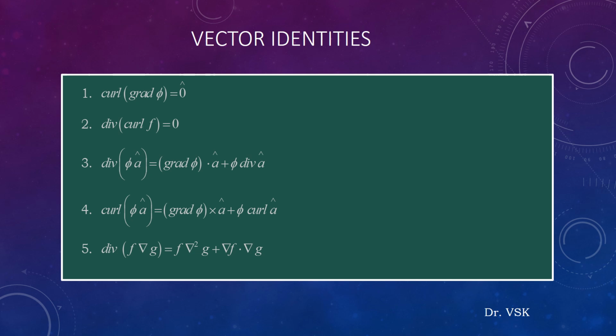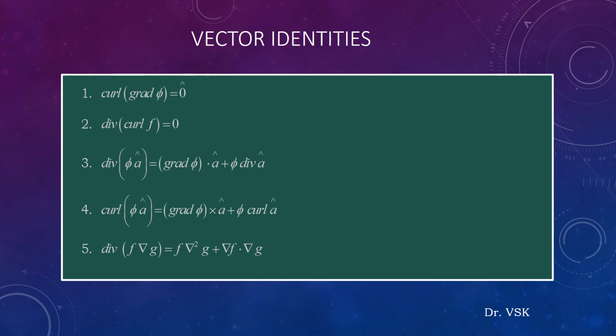The RHS of this identity is a scalar. Similarly, the left side div of phi a cap is also a scalar. Actually, this is a scalar identity since the LHS and RHS are scalar fields.